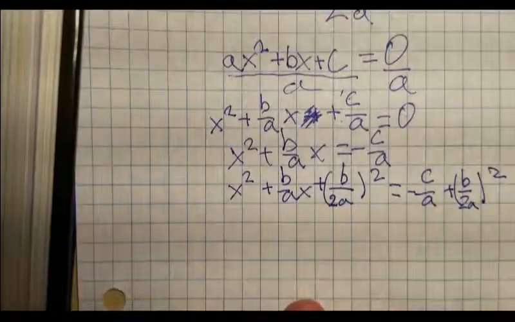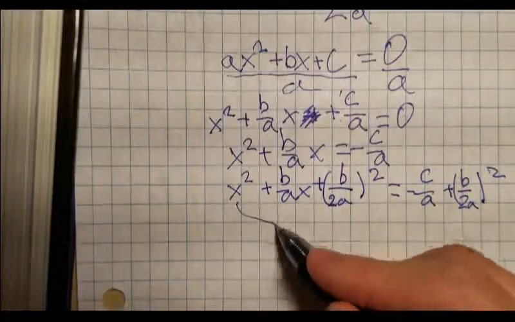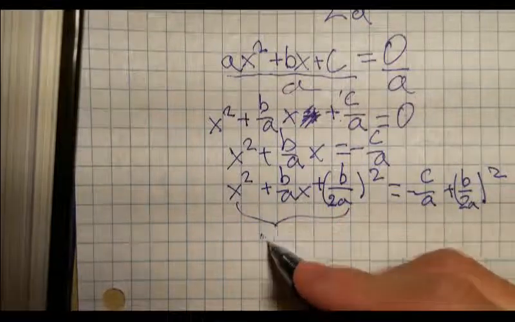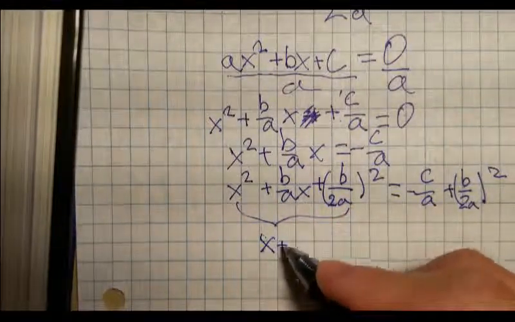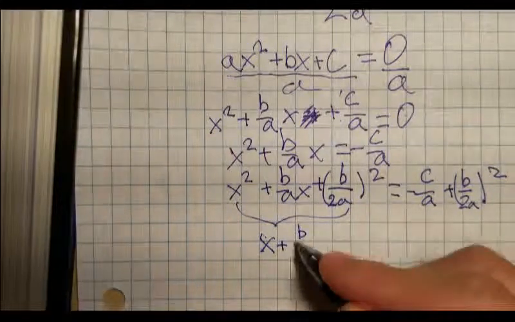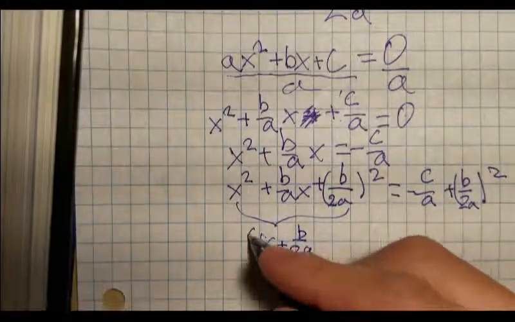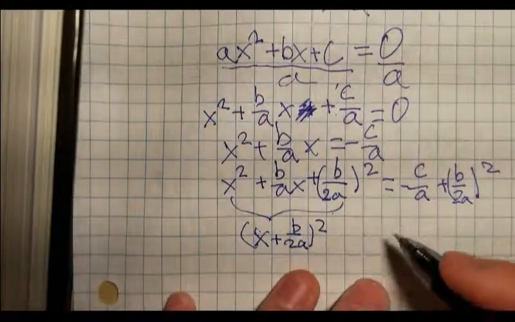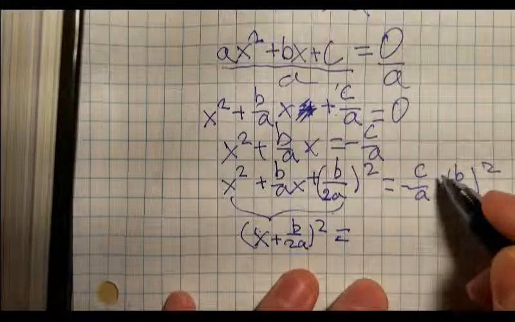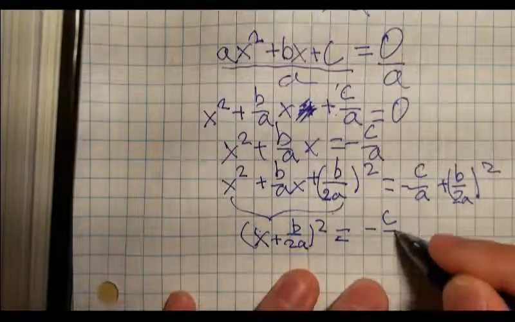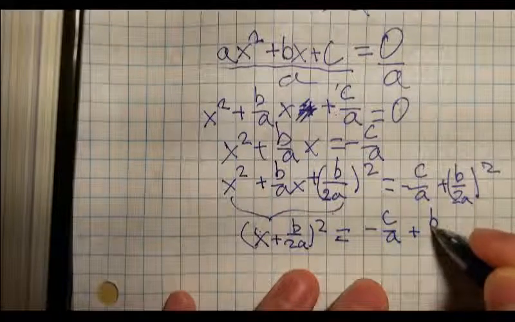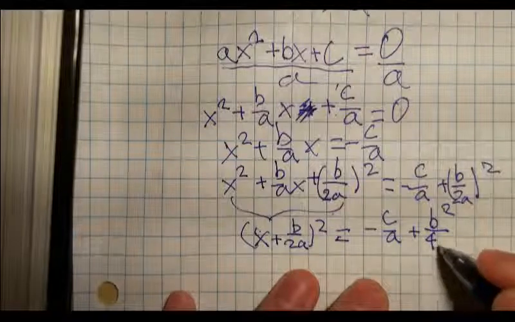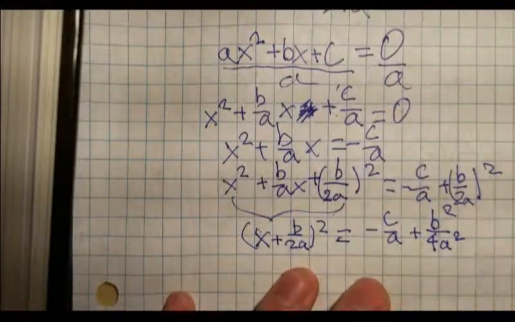So, from here, we find that the left side is very conveniently a perfect square. We take x plus half of this coefficient, b over 2a, and square the whole thing. This will be equal to what we have on this side, so let's expand this side first. Plus b squared over 4a squared.